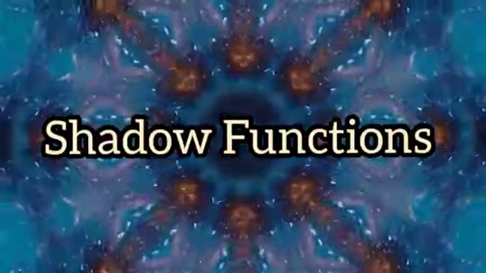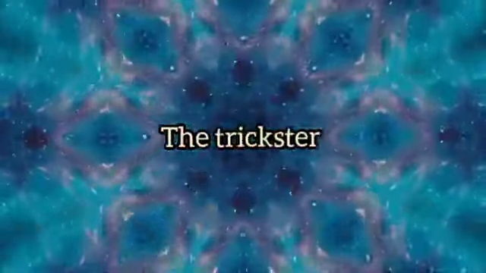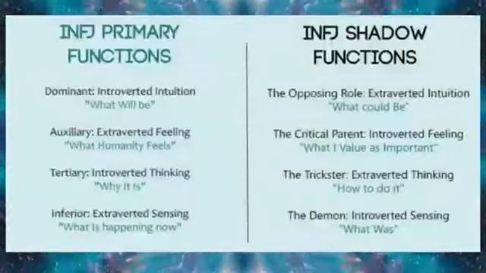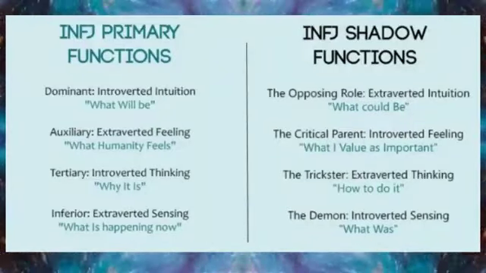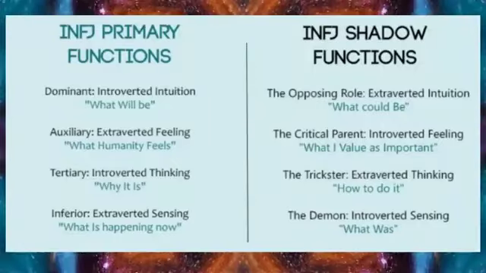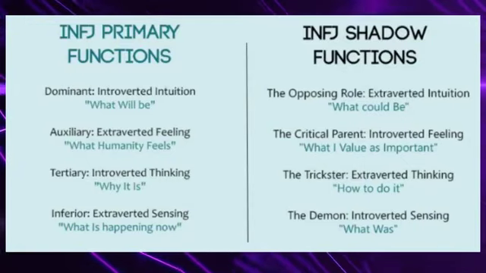With 4 performing functions, there are 4 lesser used ones, and often consuming ones. These are called shadow functions. The 4 are the opposition, the critical parent, the trickster, and the demon. To synopsize shadow INFJ functions, see this chart. So shadow functions are the cringy or unhealthy aspects. They don't overtake a healthy INFJ, so hissy fits are rare. The unhealthy INFJ will lash out and live in misery.